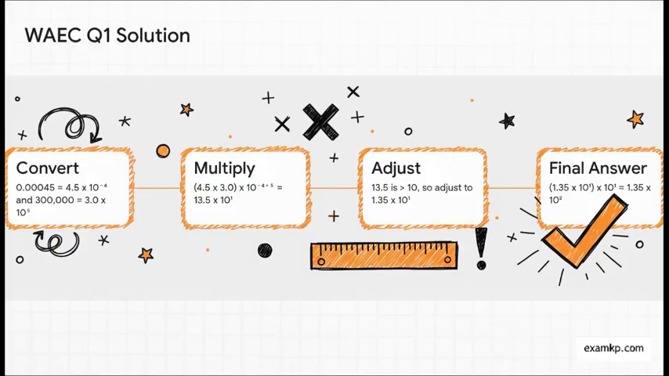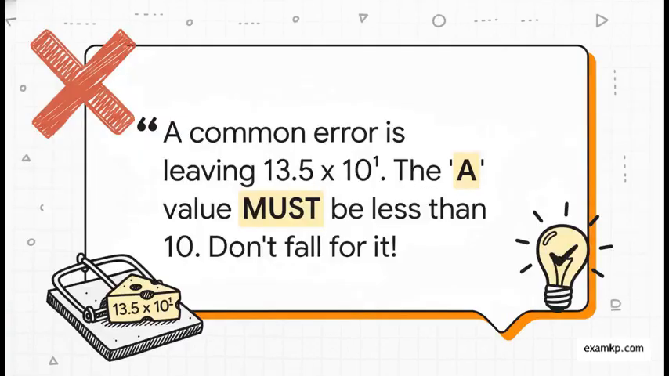That's why we have to make that crucial final adjustment to get our real answer, 1.35. And this right here is a classic trap that so many students fall for. WAEC will almost always include 13.5 times 10 to the first as one of the multiple choice options, just waiting for you to pick it. So please remember to make that final adjustment.